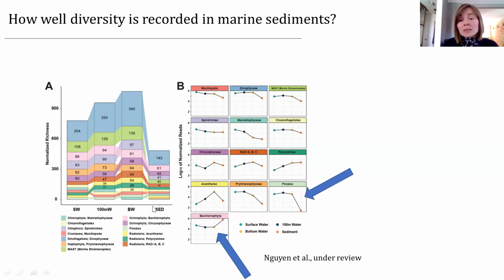And what we noticed is that some groups like diatoms, which are quite big, they have heavy tests, they are very, very abundant in the environment, they are well represented. So we see a lot of them in the water column, but also a lot of them in the sediment.